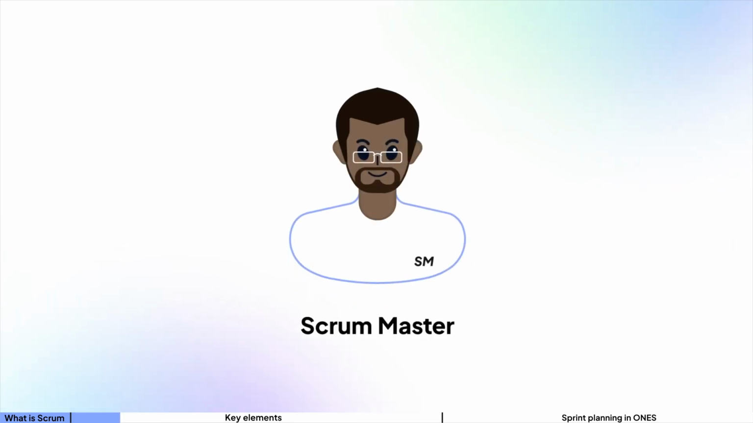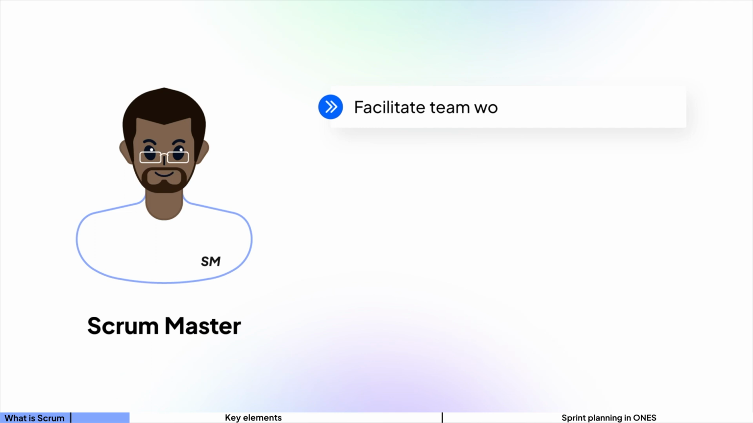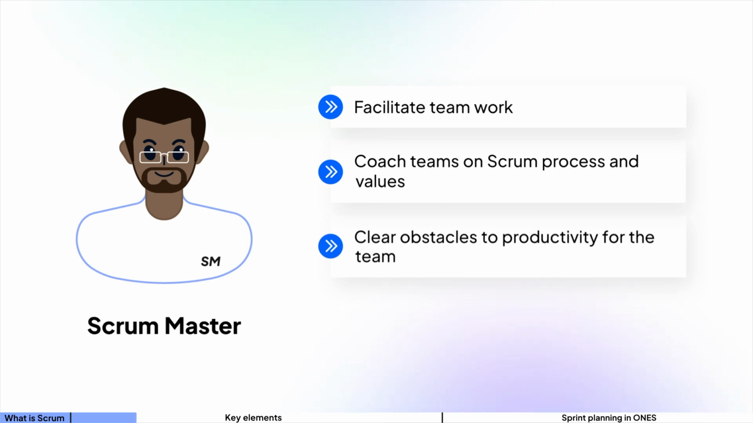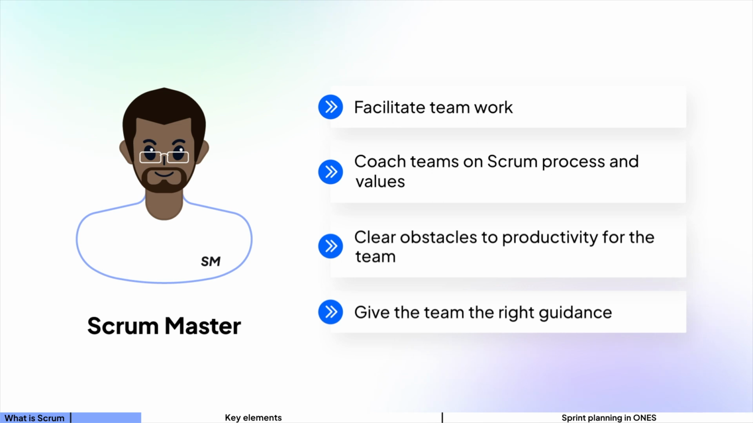Second, Scrum Master. Scrum Masters use their knowledge of Scrum to help the team work as effectively as they can be. They need to facilitate teamwork, coach teams on Scrum process and values, clear obstacles to productivity for the team, and give the team the right guidance.